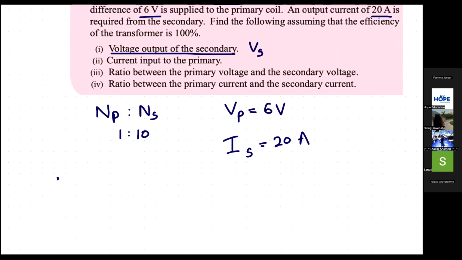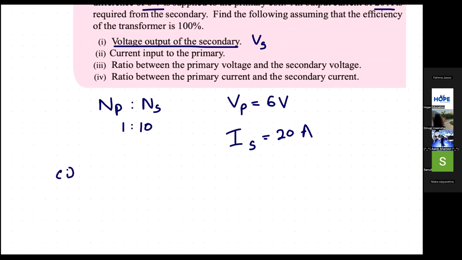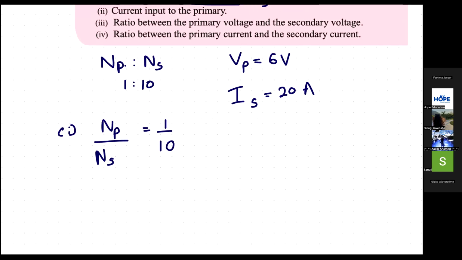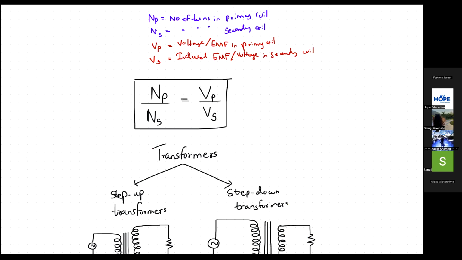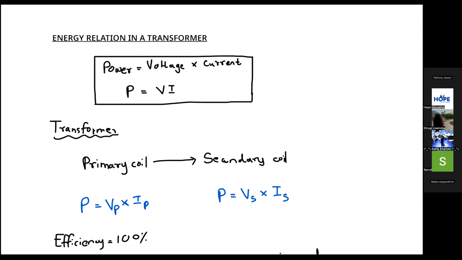Now, let's see how we did this. NP to NS ratio, if it's 1:10, that means NP over NS would be 1/10, right? We convert a ratio into a fraction like that. Now we learned here that NP over NS equals VP over VS. Okay, so we can use that here.